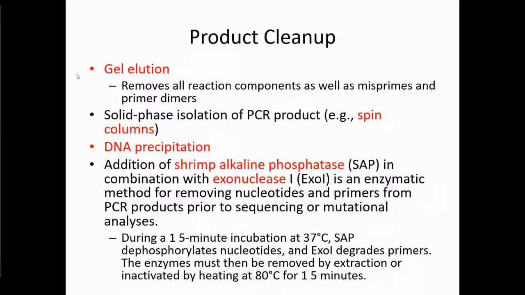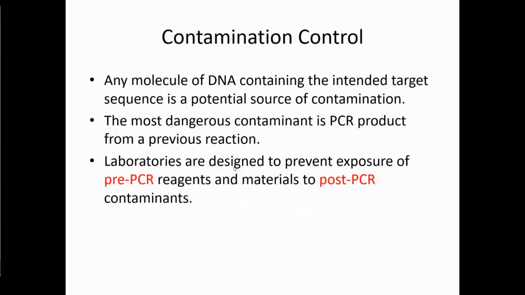And then the product cleanup. As I mentioned, if you perform the agarose gel electrophoresis, then you can purify the product from the gel directly, the gel elution. Or you can do the solid phase isolation of PCR product, or DNA precipitation. What you can do is add ethanol and salt, so that you can precipitate the DNA in cold temperature. And addition of SAP, shrimp alkaline phosphatase, in combination with exonuclease, can remove the nucleotides and primers from the PCR product prior to the sequencing. All right, that's SAP.